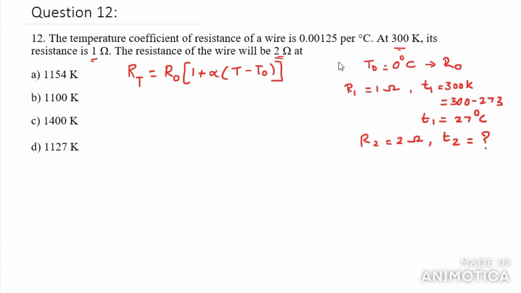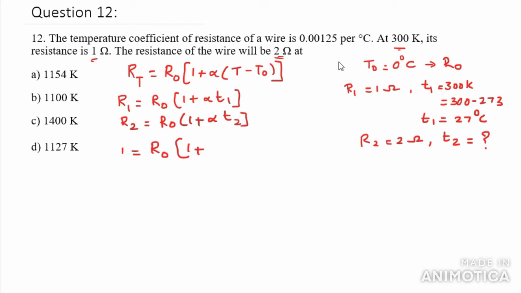So from this general equation, we have to frame two equations. R1 is equal to R0 into 1 plus alpha into T1, here T0 is equal to 0. And the second equation is R2 is equal to R0 into 1 plus alpha T2. Substituting the values, R1 is equal to 1, that is equal to R0 into 1 plus alpha. The value of alpha is given as 0.00125 per degree Celsius. So substituting that value, 0.00125 into T1, which is 27. So this is equation 1.